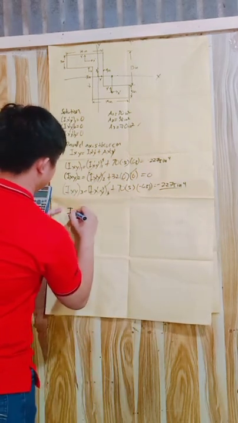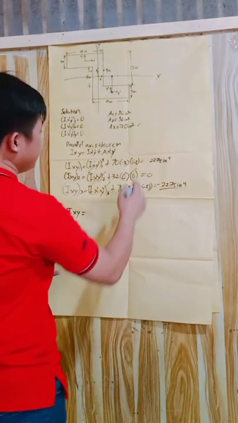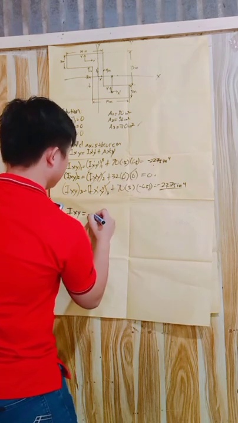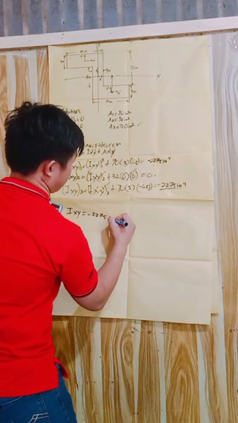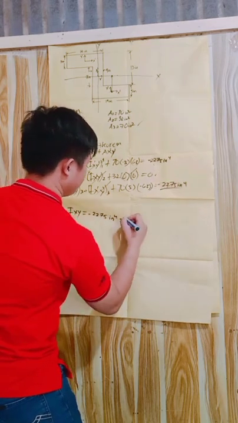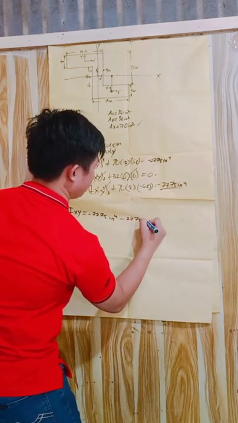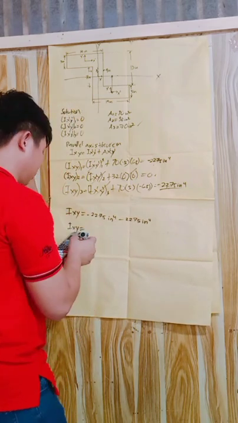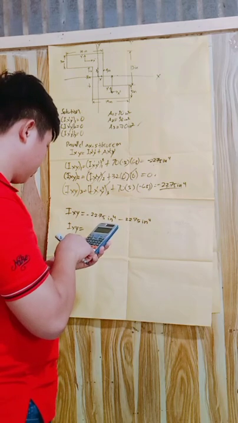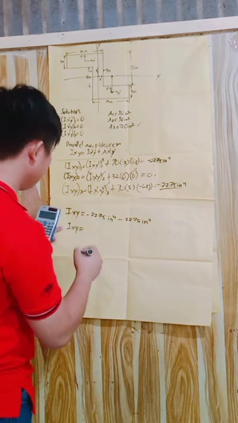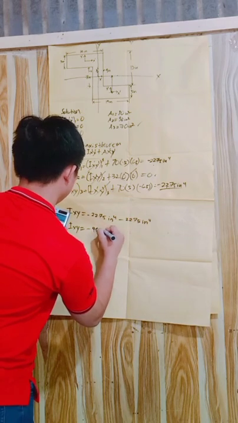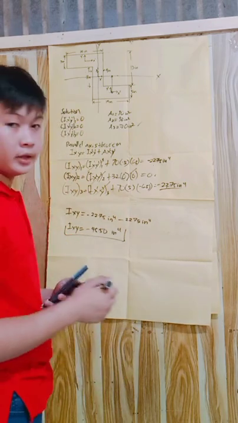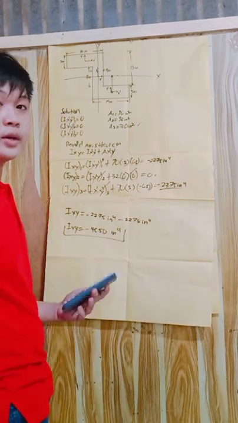Then you just add this 3. Negative 2275 inch to the fourth minus 2275 inch to the fourth is equal to negative 4500 inch to the fourth. So this is the product of inertia along the x and y axis.